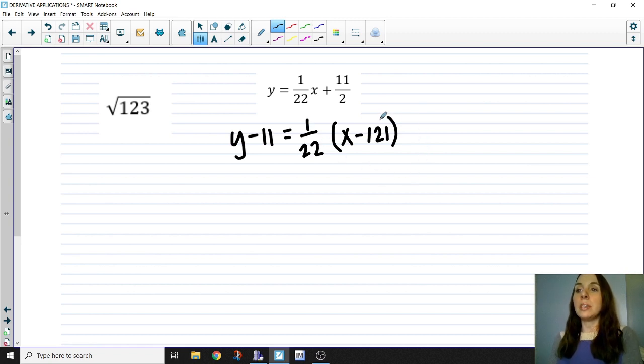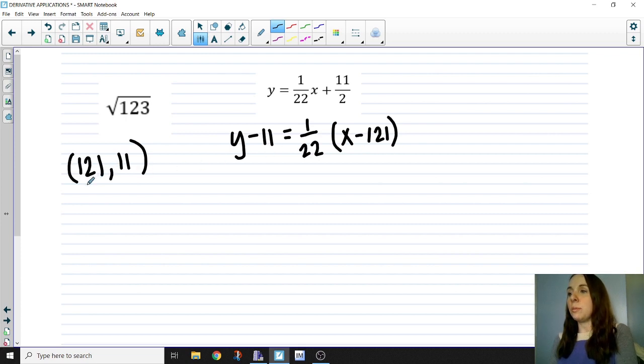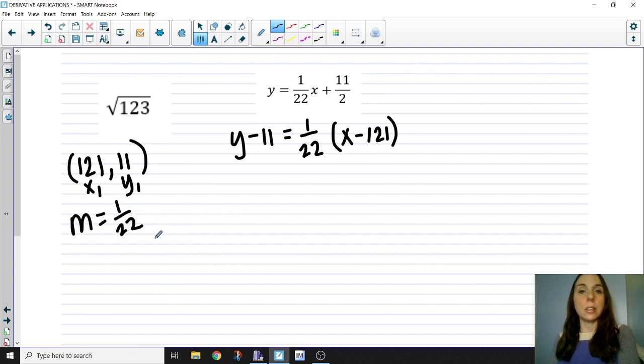And what you may notice here is that we have a number that is close to 123, and it is a perfect square, right? We know that the square root of 121 is 11. That is called a center of approximation. And in this point slope form, we would call that x1, y1. Where is the 1 over 22 coming from? Well, that's the slope, right? How do we calculate that slope?